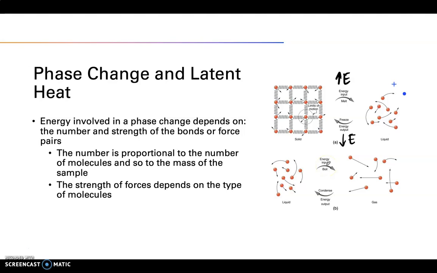So what about when a liquid turns into a gas, or a gas turns into a liquid? Well, we've got this second portion here. Again, liquid moves more freely. It moves more like a fluid, but there is still limited space.